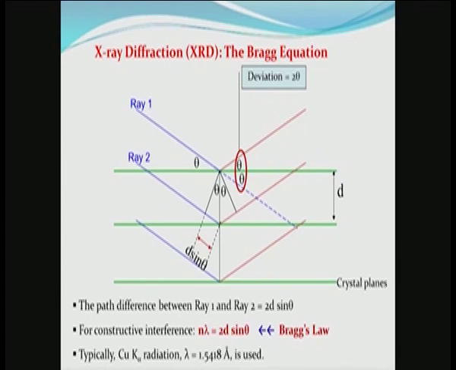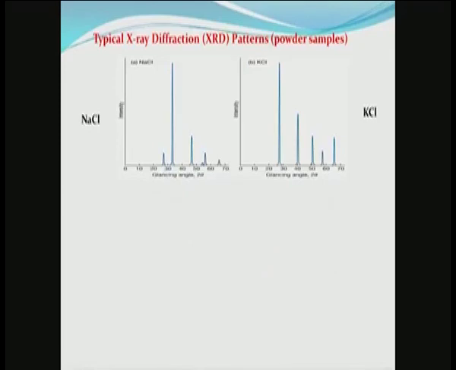Typically, the wavelength of X-rays that is used is the copper K alpha line, of which the wavelength is 1.5418 angstroms. Now, what is shown here is a typical diffraction pattern for a crystalline material, sodium chloride and potassium chloride, two well known compounds which have cubic structure. So, what you see here are X-ray diffraction patterns in which 2 theta is plotted on the x axis and the intensity of the X-rays that are scattered or diffracted from the sample is shown on the y axis. So, this is a typical X-ray diffraction pattern.